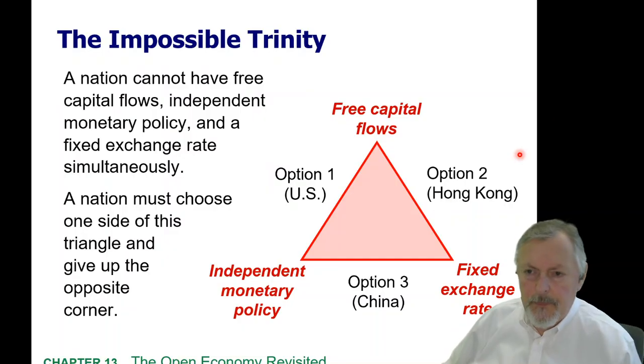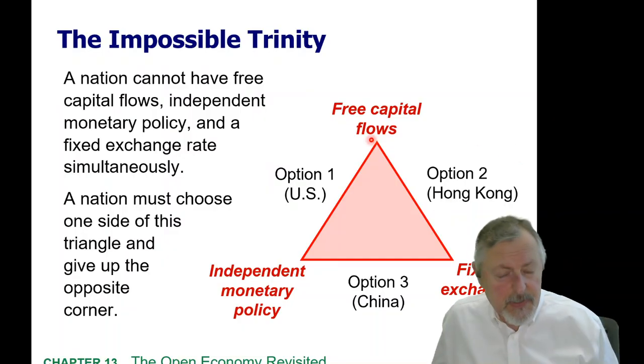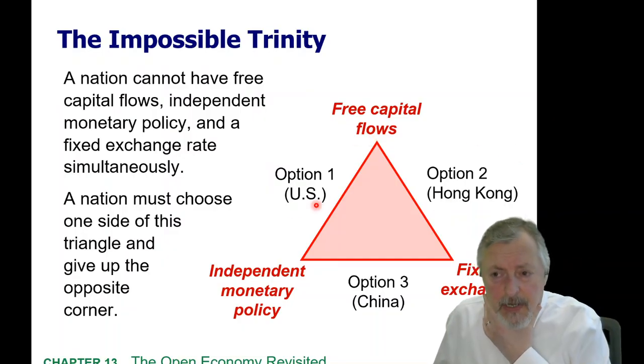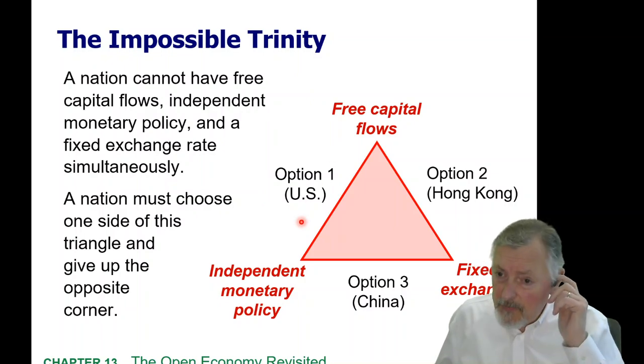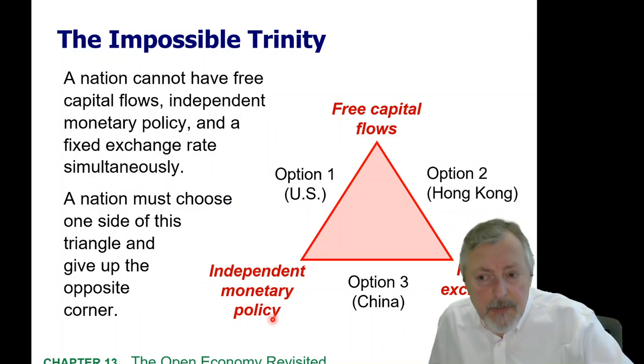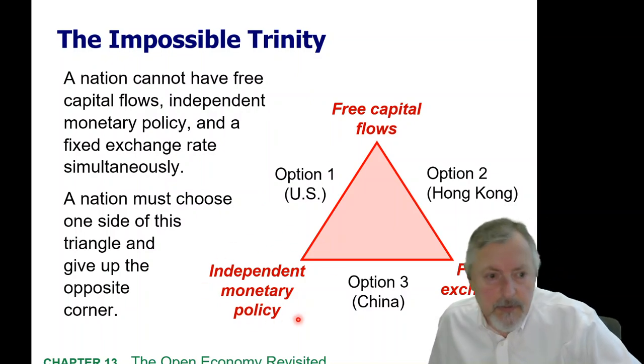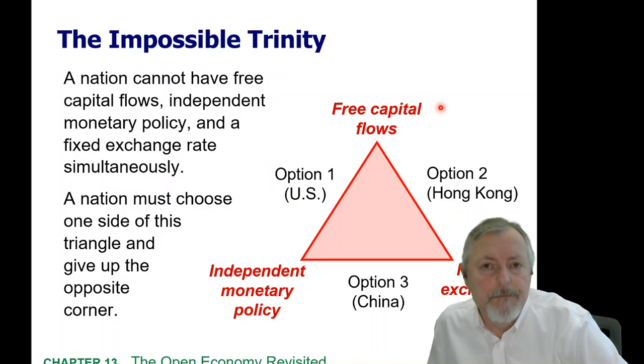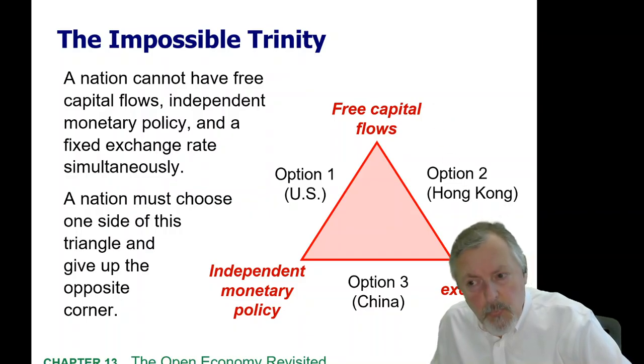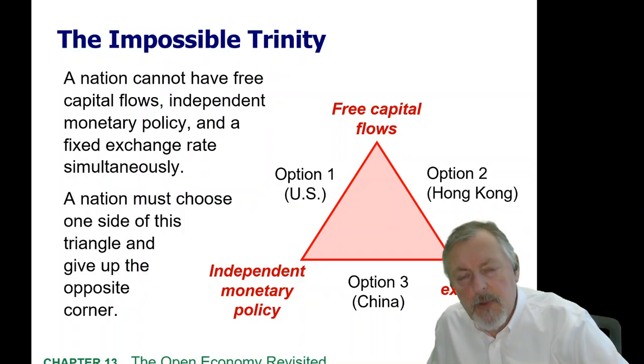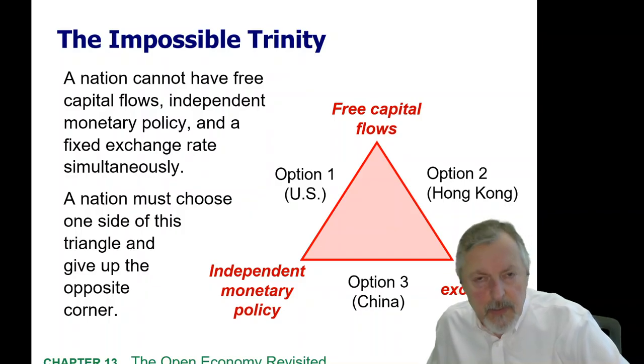Now, examples of what different countries have chosen. The United States chooses to have an independent monetary policy. The Fed can and does increase and decrease the money supply for a variety of reasons. And we have free flows of capital. You want to take your money out of the US? You can. But we do not have a fixed exchange rate. We have a floating exchange rate. The value of the dollar is determined entirely by supply and demand in the international financial markets.